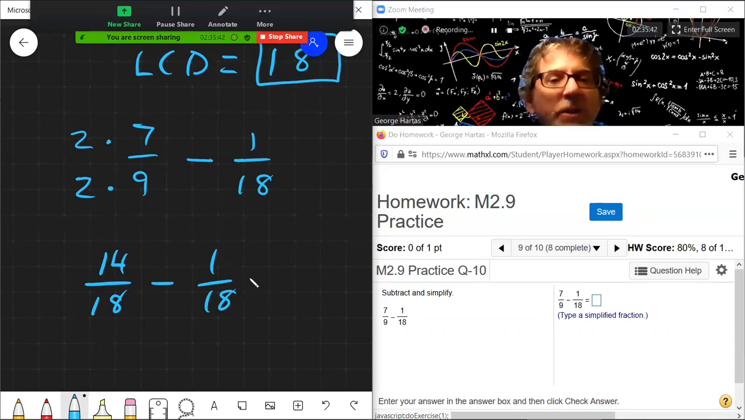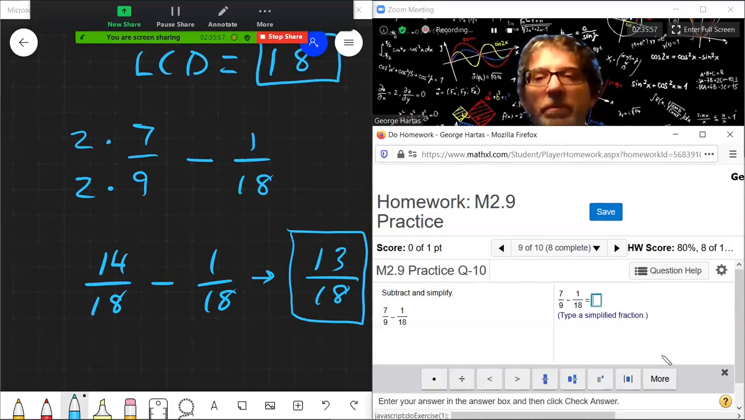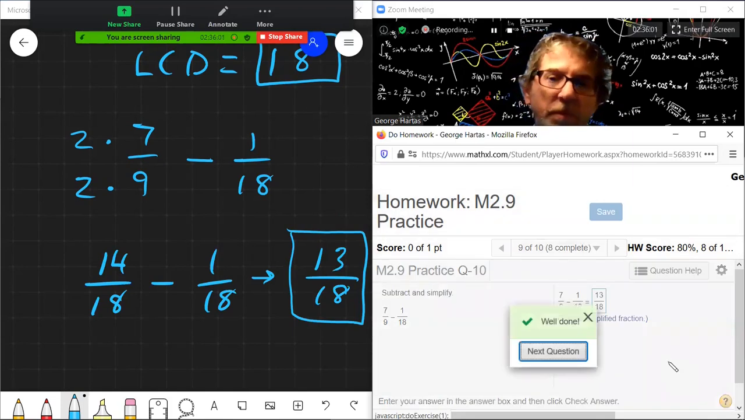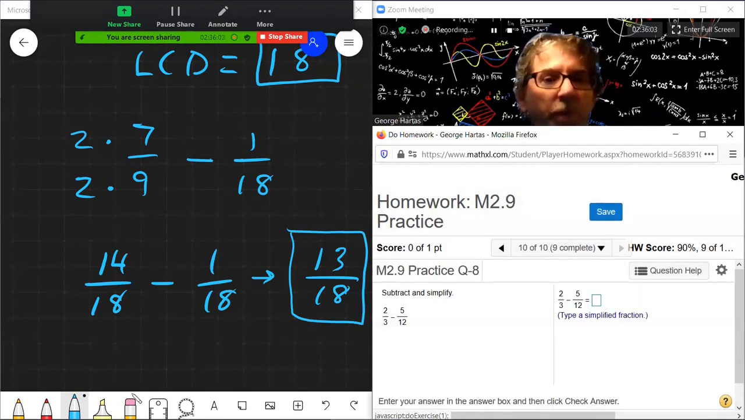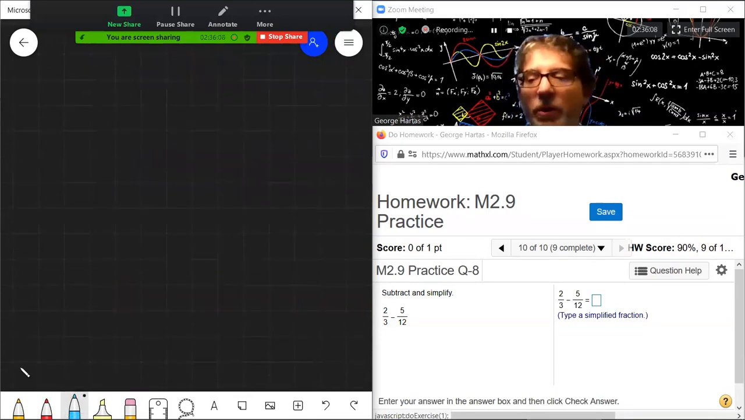All right, so let's subtract, see what we get. 14 minus 1 is 13. Keep the denominator. 13 is prime. It does not break down. And we're done. All right, so one more to do. And another one that's on the easy side.